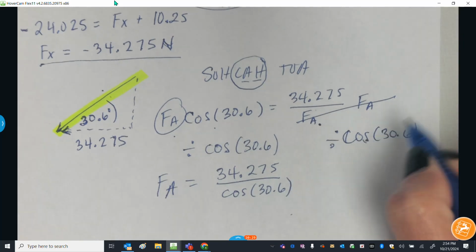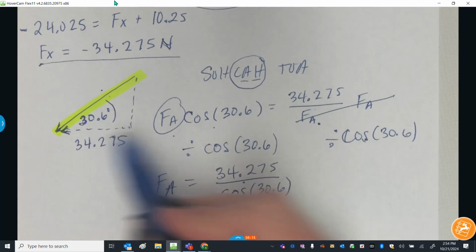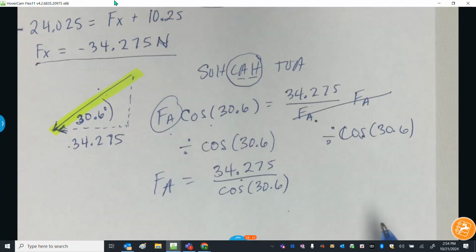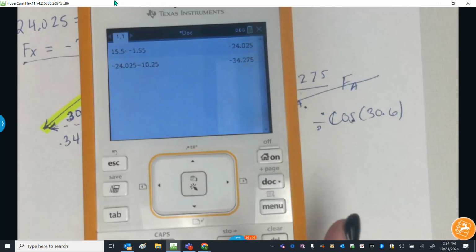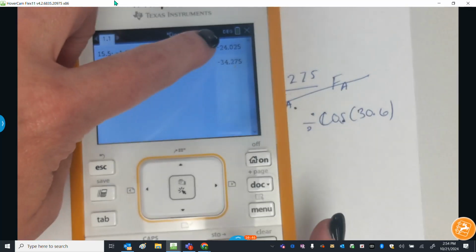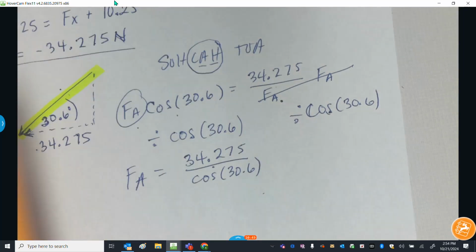Now you'll notice I don't have my signs on this. I didn't label it with a negative, even though it was negative up there. I'm just looking for the magnitude. I can worry about the direction in a minute. But when you do this calculation, you do want to make sure that you are in degree mode. So on the TI Inspire, that means you need to check up here at the top by the battery indicator and look for those letters D, E, G.